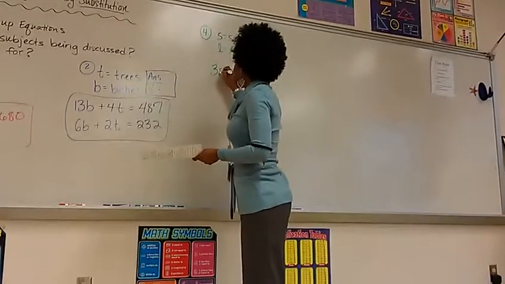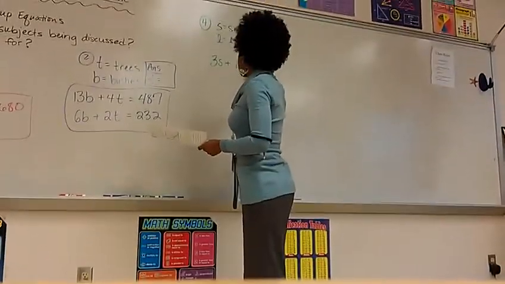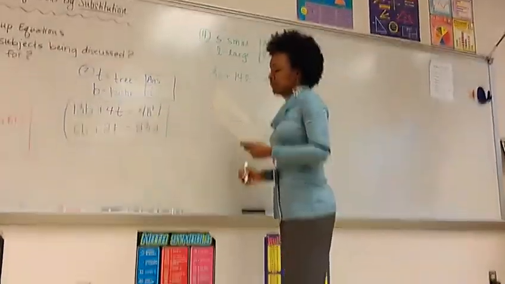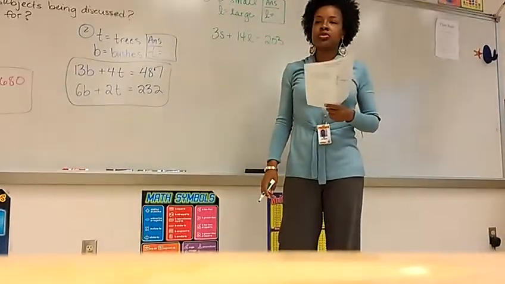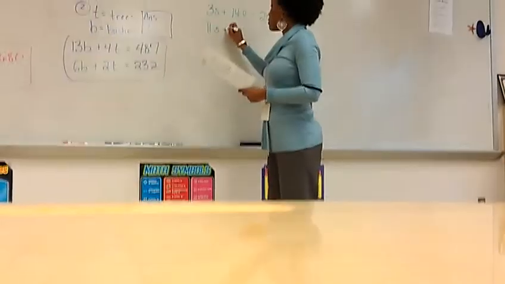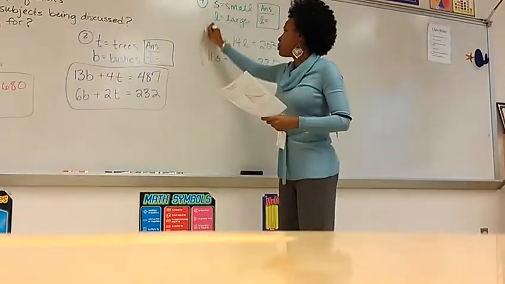3S plus 14L equals 203. Good. And then it says Bailey sold 11 small and 11 large for a total of $220. Charlie. 11S plus 11L equals 220. Good. You get this far, you're done with skill number 1.